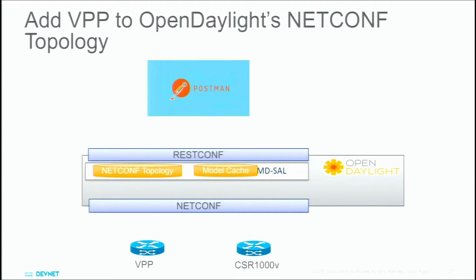Okay, now we're going to go into a little bit more detail of exactly how that works. So in this case, it's the same scenario I talked about before. What I'm going to do is use Postman as my application, or my way of building out a RESTCONF request. I'm going to talk to OpenDaylight through RESTCONF, and I'm going to tell it to add this VPP element to its topology.